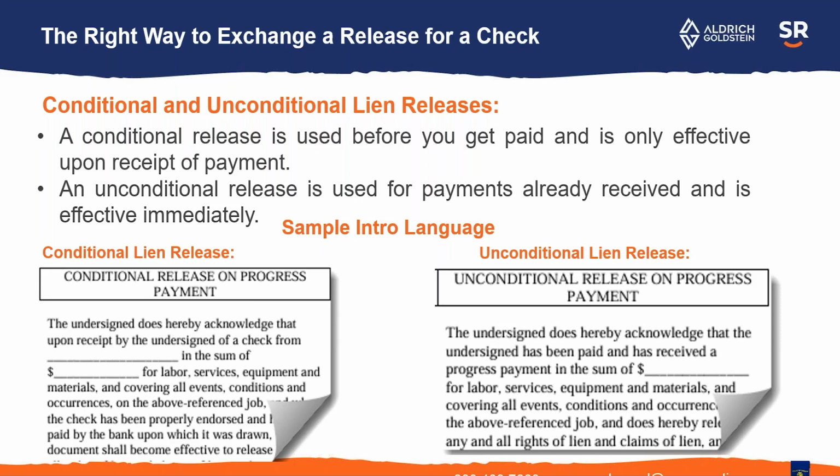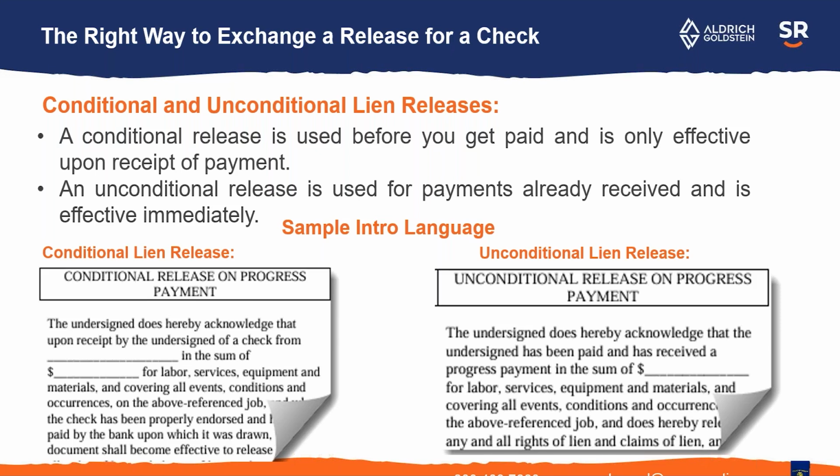So you'll see there are two types of lien releases. Some projects will have one form that has a conditional release on one side and unconditional on the other. Some projects will have multiple forms. So basically, a conditional release means it's conditioned on payment. So that's used before you actually get paid.